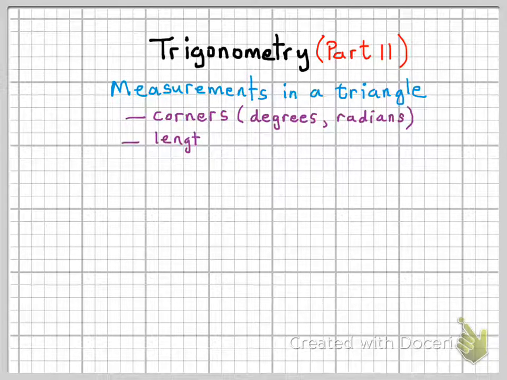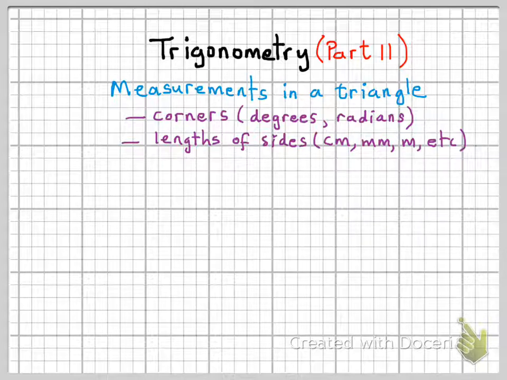Now, the things we measure are the corners in a triangle. We also measure the length of the sides of the triangle. So we measure the corners in degrees or radians, and we measure the length of the sides in centimeters, millimeters, meters, kilometers, if it's a really big triangle, and so on.